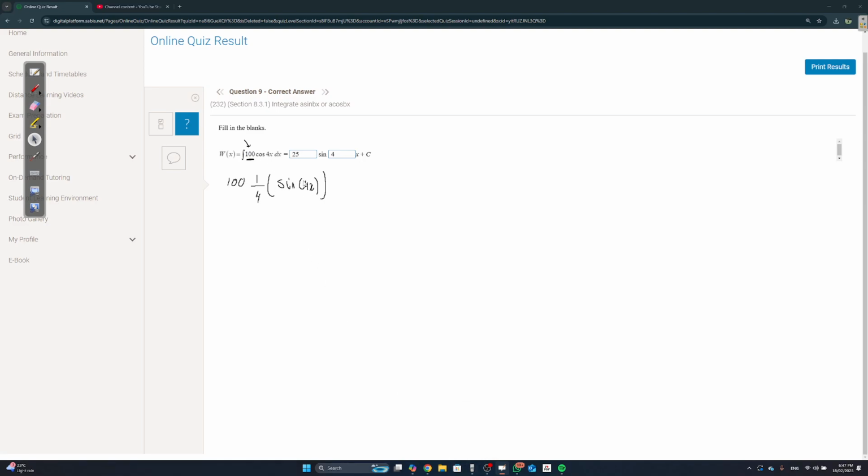Then 100 divided by 4 is 25. It becomes 25 sine 4x. And here you have plus c.